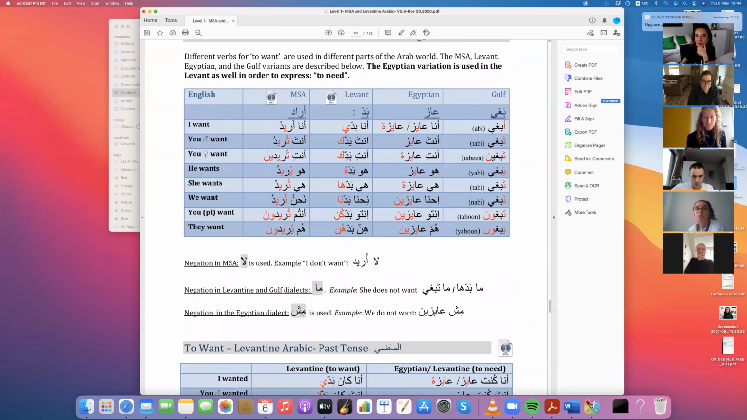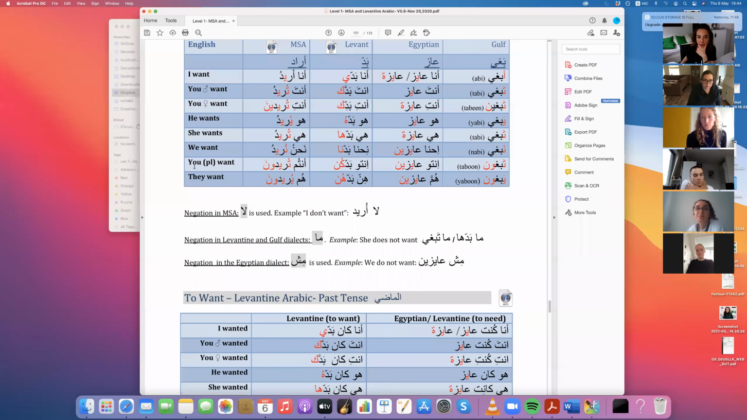Okay, so this one is not difficult, right? So this is what you're going to use in my classes. Sorry, not this, the Levantine, that one. This is used in Lebanon, Syria, Palestine, and Jordan. How do you do the negation? It's with ma. So I don't want, like ma andi, ma badi.